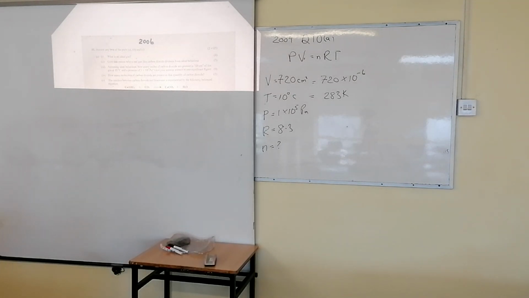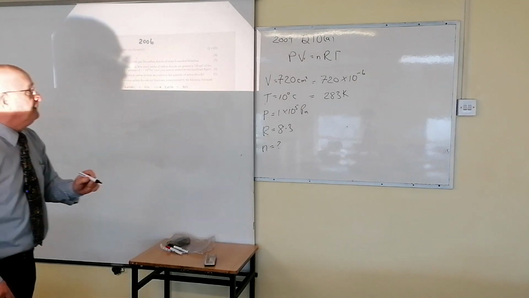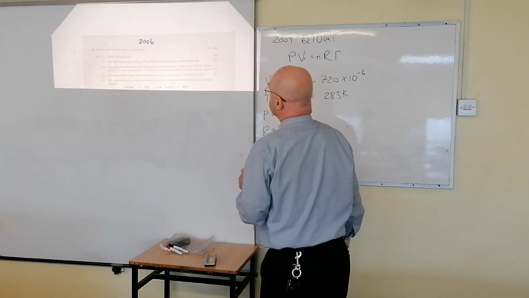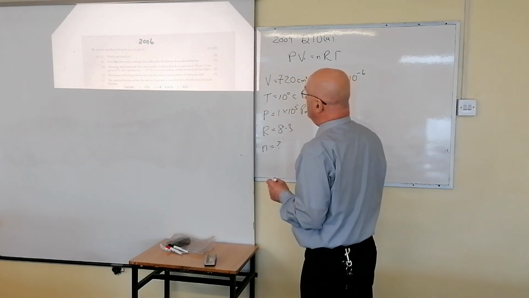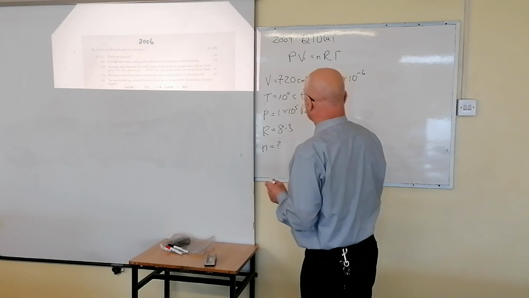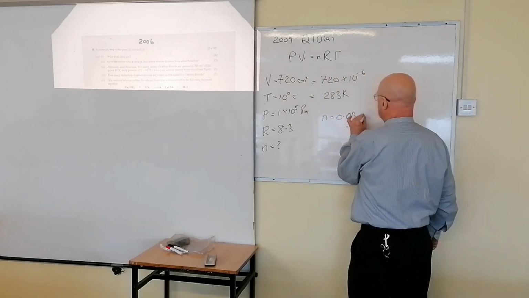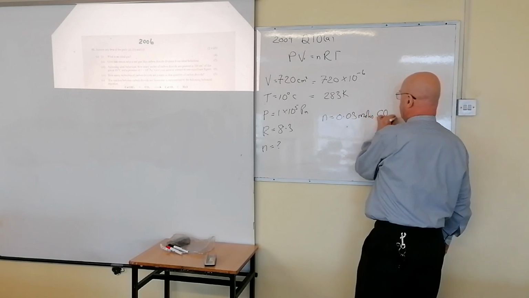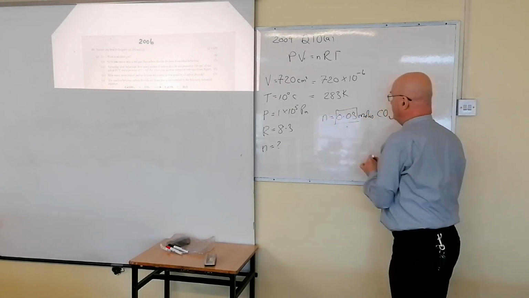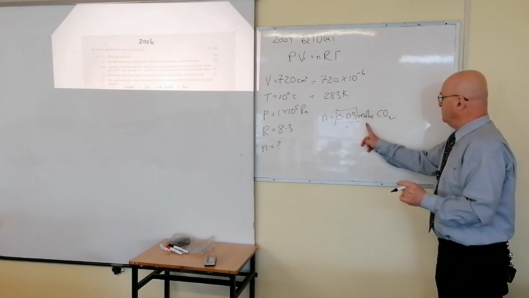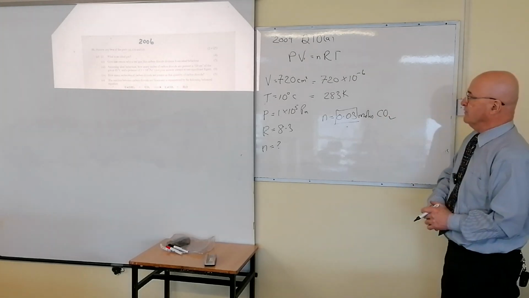And so the number of moles comes out to be 0.03. Okay, assuming ideal behavior, right there, carbon dioxide. n equals 0.03 moles of carbon dioxide. Okay, there is your answer. Please, a number, a unit, and a tag. Very important when you're doing that.